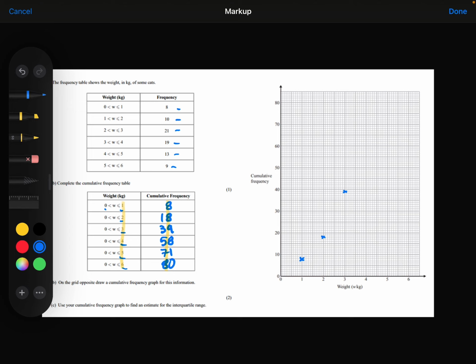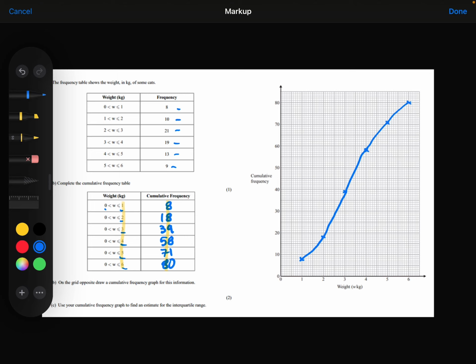Then 4 and 58. Then 5 and 71. And then 6 and 80. And then we're going to draw a smooth curve going through all of those points. Like that. So that's part B done.